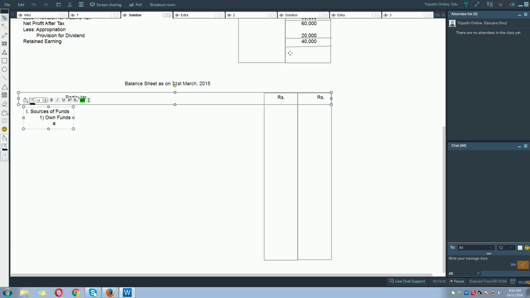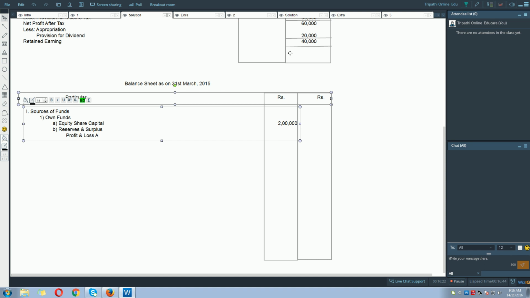First, we will take sources of funds. In this, first we will take own funds, and under own funds, first is equity share capital, which will be 2 lakh.